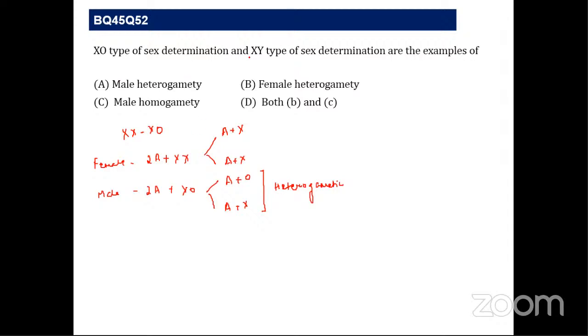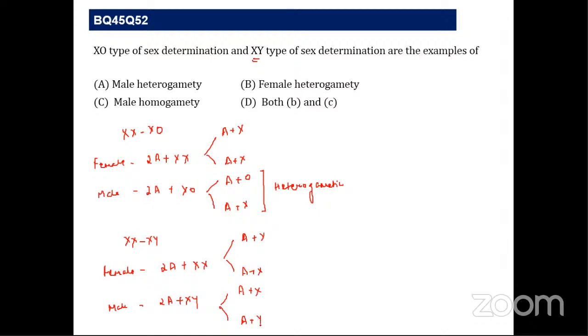Right, now let's understand the next type, that is the XY type. Again here XX and XY type. Here a female can be represented as 2A plus XX, and if we talk about the male, then 2A plus XY. If we see the types of gametes that are going to be formed, it is A plus X, A plus X for the females. In case of males, it is going to be A plus X and A plus Y.